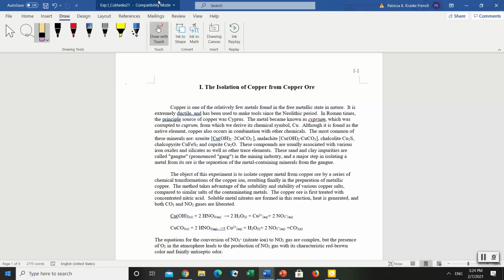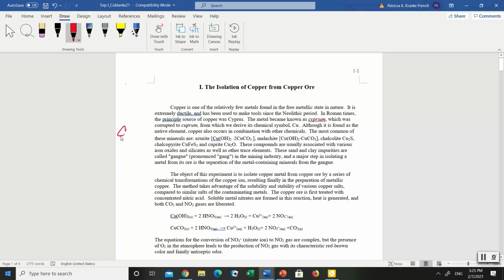Our first experiment that we're actually doing in the lab is going to be the isolation of copper from copper ore. Copper solid can be found in nature just as it is, but also an abundance of minerals or copper compounds are found in nature. And since copper is such a handy metal to work with, we frequently want it, so we have to purify it. We have to extract it from minerals, and this is one way of doing it.